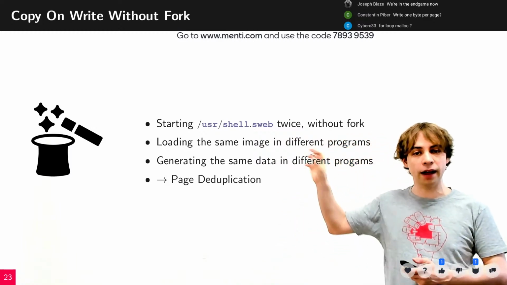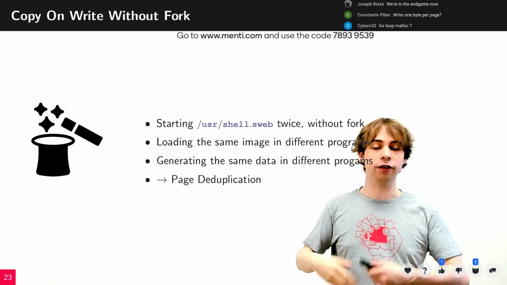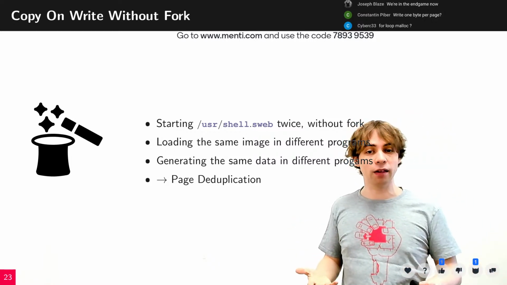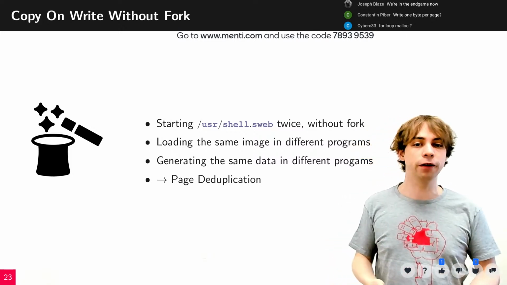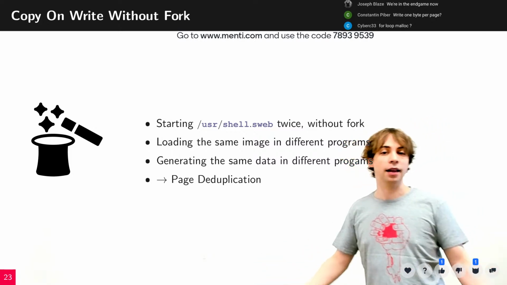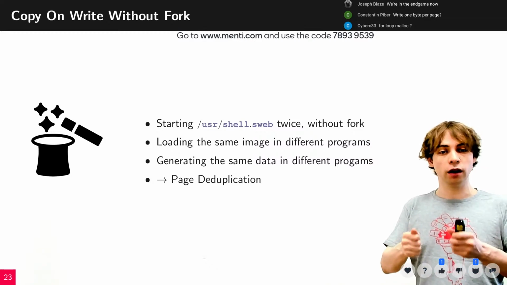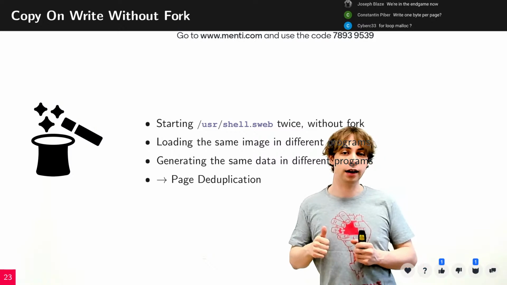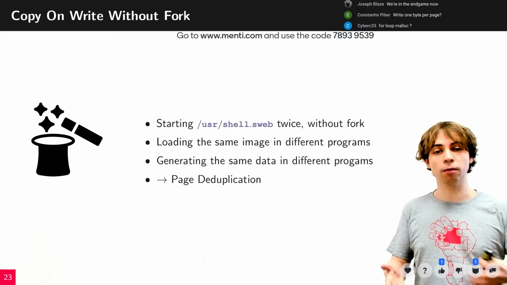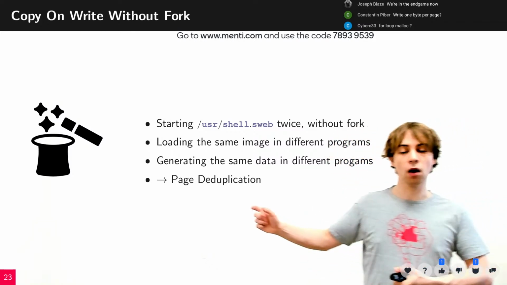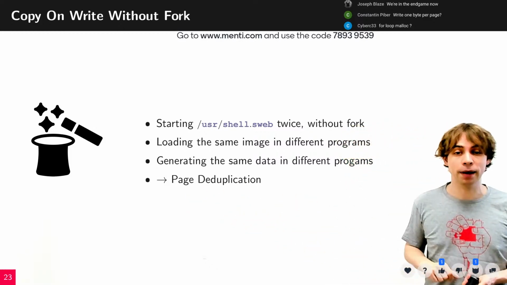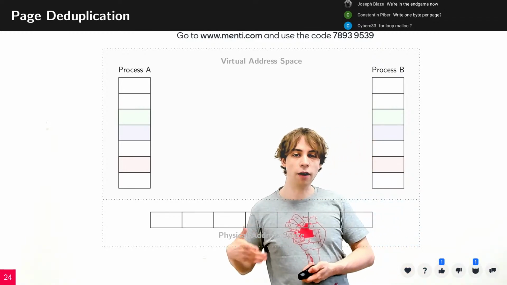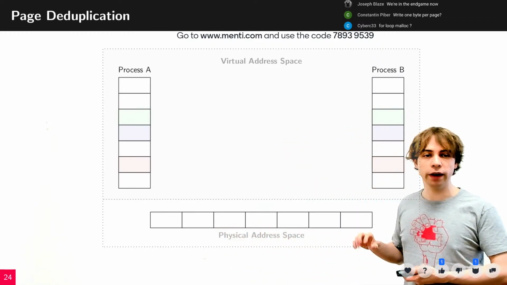Some of these are based on the file name or the file, the inode maybe. Some of them are based on the content of the page. Maybe if it's all zeros, then you deduplicate it with one universal zero page, where you only have one of it in the entire system, and you deduplicate all the zero pages with this one. Or content-based page deduplication that we will look at now. And we've also covered that briefly in the lecture already.